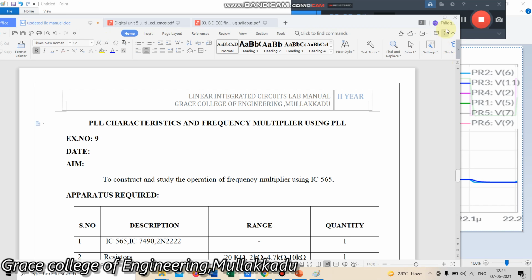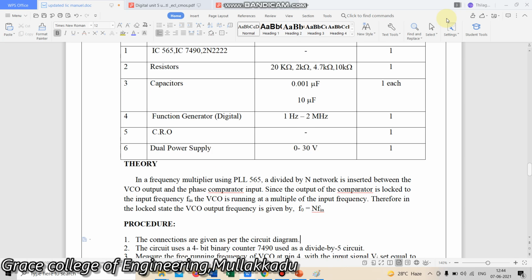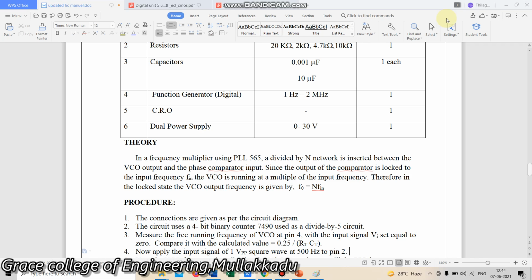Now we are going to see the next experiment, PLL characteristics and frequency multiplier. The aim is to construct and study the operation of a frequency multiplier using IC 565 as well as an operational amplifier. First of all, a PLL can be designed using the NE565 IC, or it can be designed using operational amplifiers. It is also known as a voltage controlled oscillator. It is used to control the input frequency.